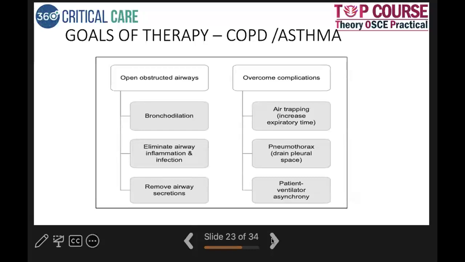Okay, so coming on to the goals of therapy. Our main goal is that we know there is an expiratory flow limitation. We have to somehow relieve the flow limitation so that gas exchange and hemodynamic compromise don't happen, right? How are we going to open the obstructed airways? Basic methods: bronchodilation. You can reduce the airway inflammation by means of corticosteroids. You can add antibiotics if infection is the primary trigger for all such changes.